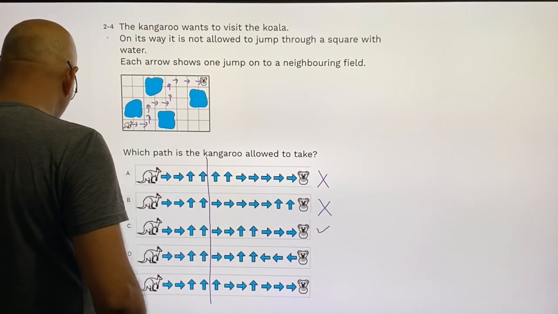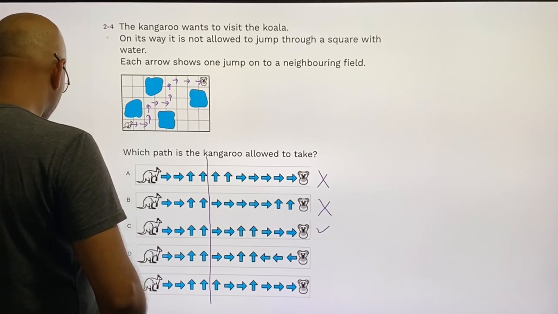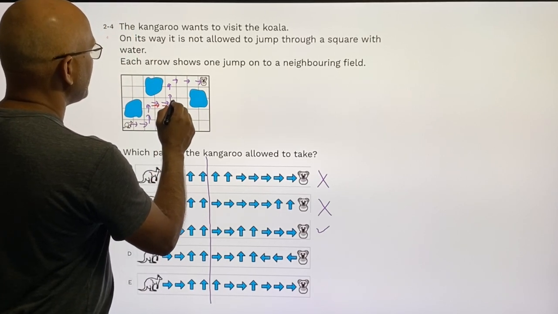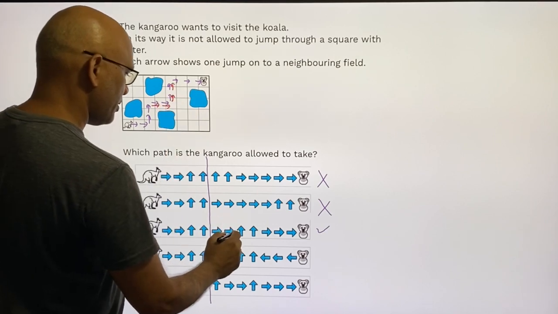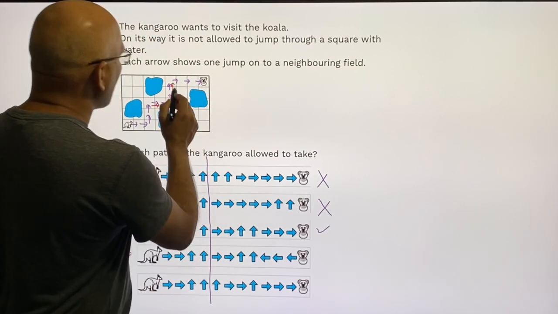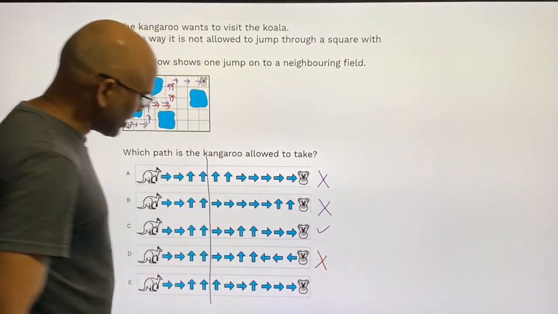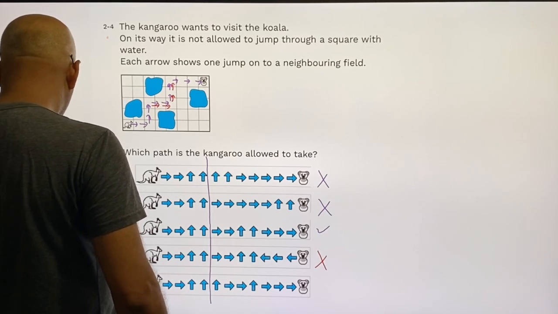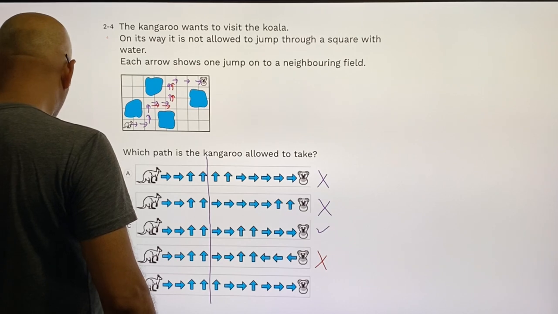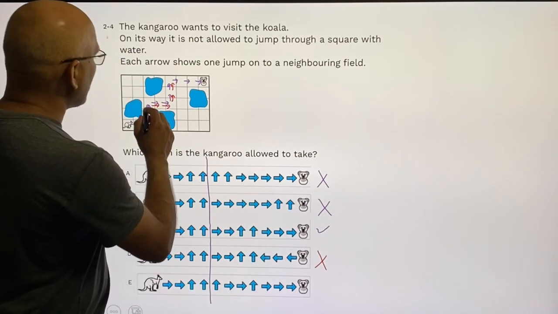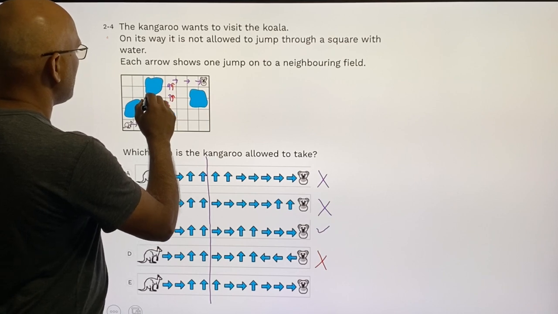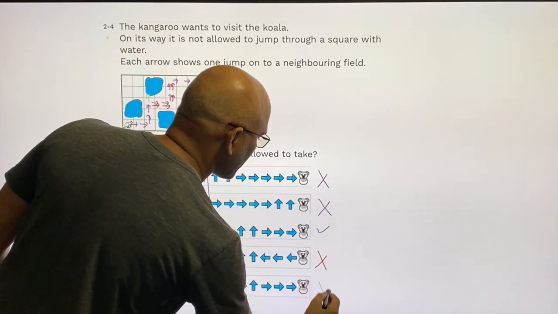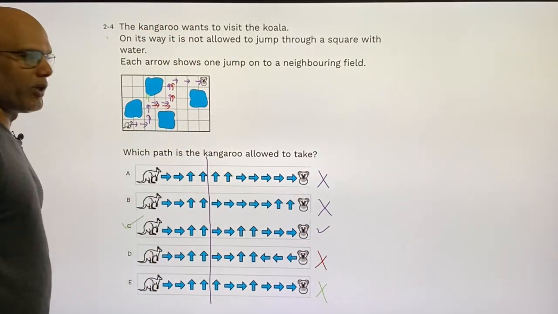2 to the right, so let me change the pen color. 2 to the right, 2 to the up, so 2 to the right, 2 to the up, and then I'm coming back. So obviously this is not going to work. Then I'm going 1 more up, so let me change the pen color again. I'm going 1 up, but if I go 1 more up, I'm already on the water, so this is not going to work. Then C is the correct choice.